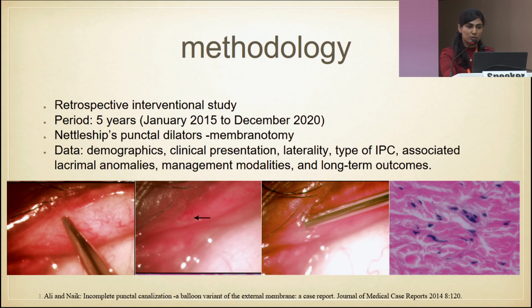Our methodology was a retrospective interventional study over a 5-year period, from January 2015 to December 2020. We used a Nettleship punctum dilator, rapid tapering first, followed by slow tapering punctum dilators. Our data included the demographics, clinical presentation, laterality, type of the punctal membrane, associated abnormalities, management modalities and long-term outcomes. We first use a rapid punctum dilator to make an opening in the membrane. The slow punctum dilator was used to complete the membranotomy, and on histopathology we saw it as a fibrocellular membrane.